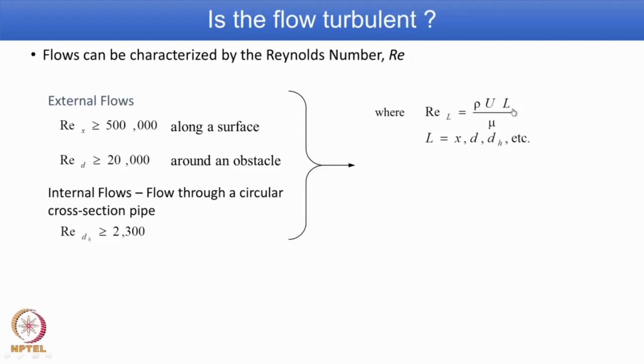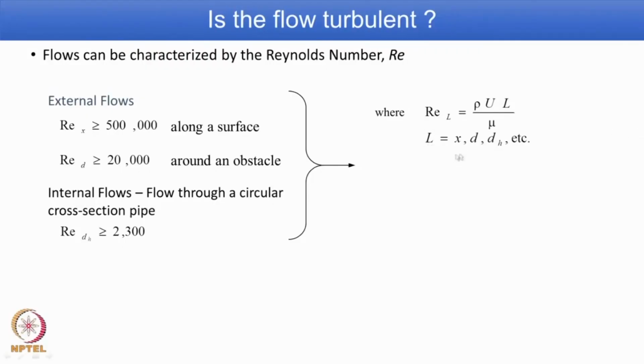So, the Reynolds number, we know, is the ratio of inertial force to viscous force. After substituting the formulas for inertial force and viscous force, you finally arrive at this formula. So, we have to carefully interpret U and L. U stands for velocity scale, L stands for length scale. That is why you see here the length can be x, which is the distance from the leading edge or from the source. It can be the diameter of the pipe or it can be the hydraulic diameter of the pipe.